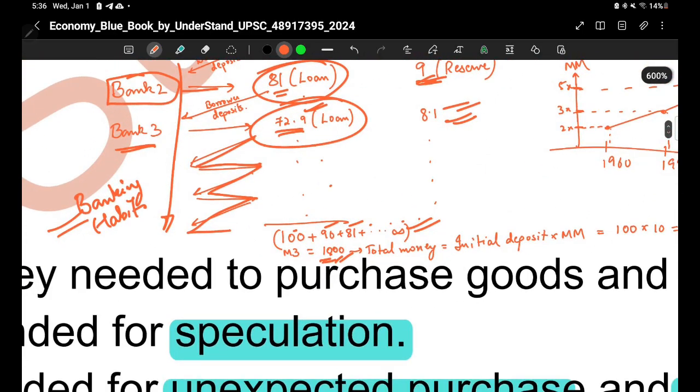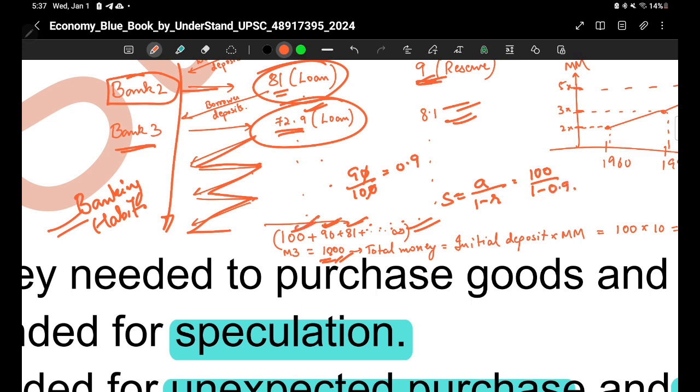Now I'll tell you one CSAT point here. How do we count this? 100 plus 90 plus 81 up to, let's say, infinity. This is a geometric progression. For this, there is a formula for getting the sum of all this: a by 1 minus r. What is a? 100. A is the first term. And r is the ratio between the second term and the first term. Here in this case it is 90 by 100. So how much is it? 0.9. That is the value of r.